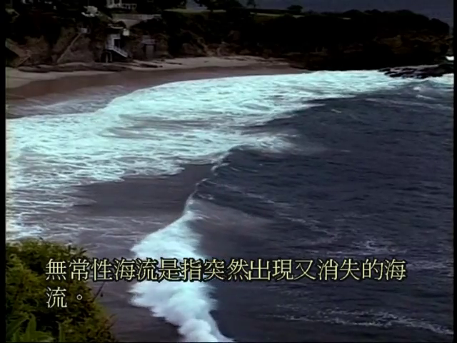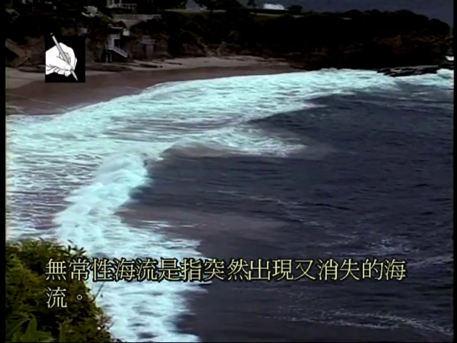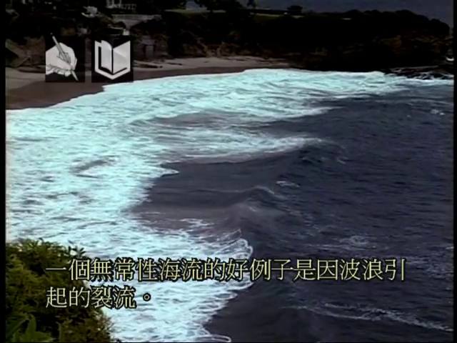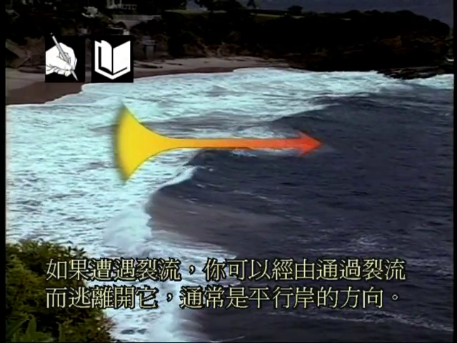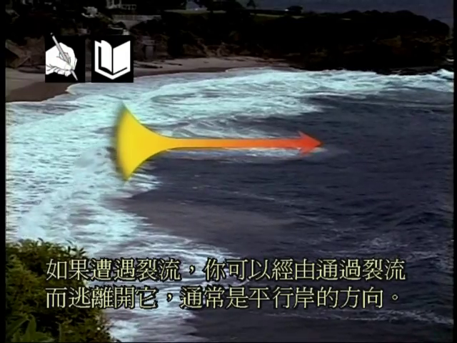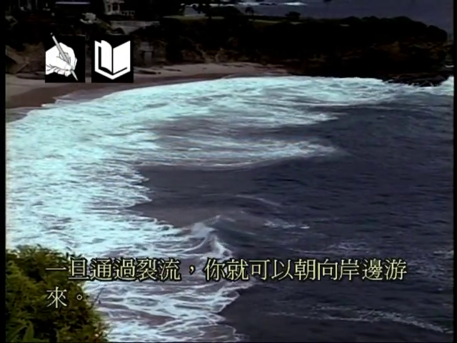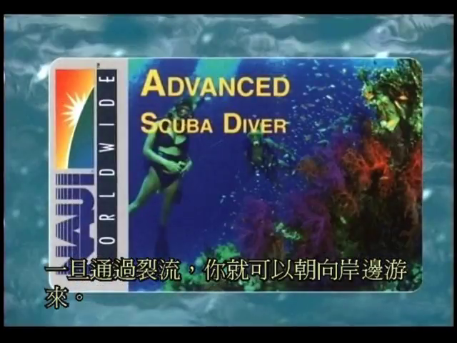Transitory currents are currents that suddenly appear and disappear. A good example of a transitory current is a rip current caused by surf. If caught in a rip current, you can escape by swimming across the rip current, usually parallel to shore. Once you are out of the current, you can turn toward the shore and swim in.